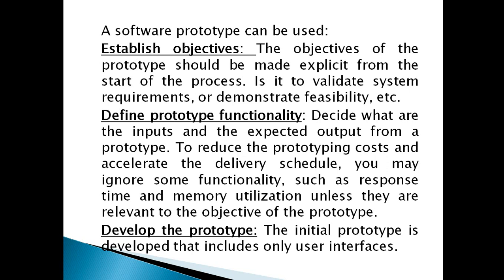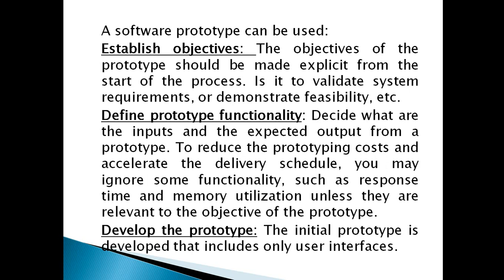The second point says define the prototype functionality. Decide what the inputs and expected outputs from your prototype are, to reduce the prototyping cost and accelerate the delivery schedule. You may ignore some functionality such as response time and memory utilization unless they are relevant to the objective of the prototype. However, during the demonstration, or after the demonstration, the developer gets the feedback from the user, what the user wants, what the developer has to include in the system. So it is a kind of omission type of error, right?